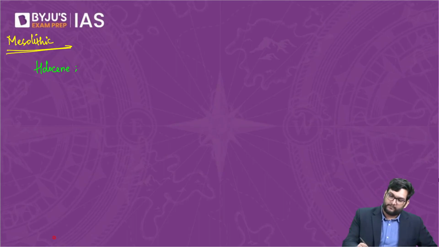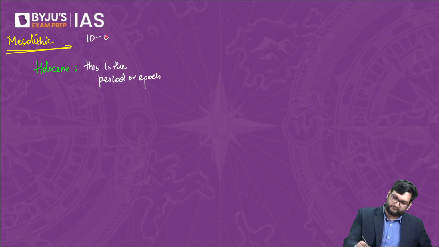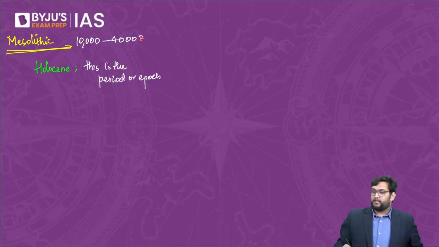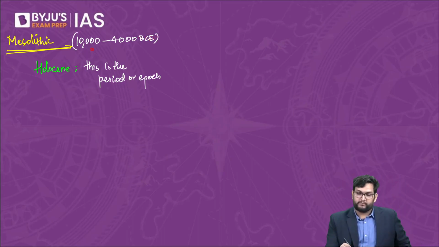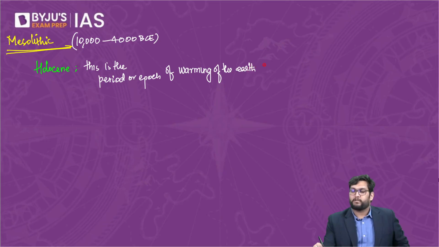Mesolithic introduced what is called the Holocene. And Holocene means this is the period or epoch between 10,000 to 4,000 BCE. This is the period or epoch of warming of the earth, which we today call global warming.